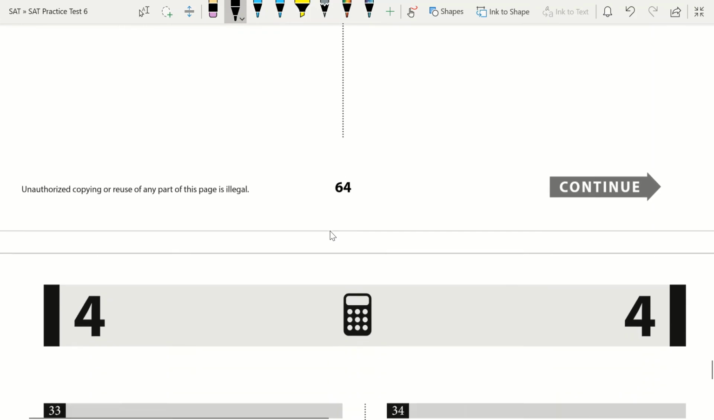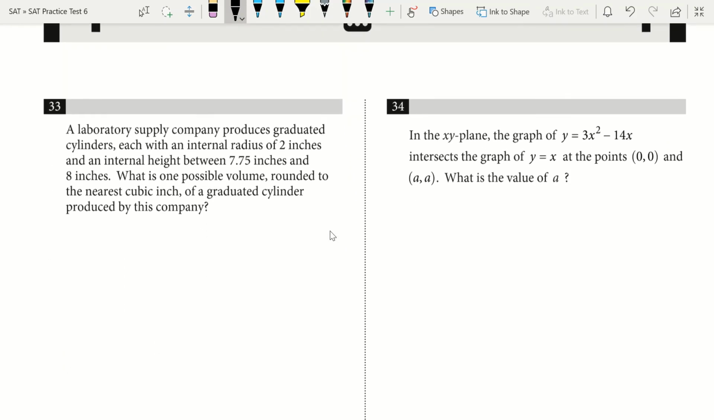All right, question 33. A laboratory supply company produces graduated cylinders, each with an internal radius of 2 inches and an internal height between 7.75 inches and 8 inches. What's one possible volume rounded to the nearest cubic inch of a graduated cylinder produced by this company?